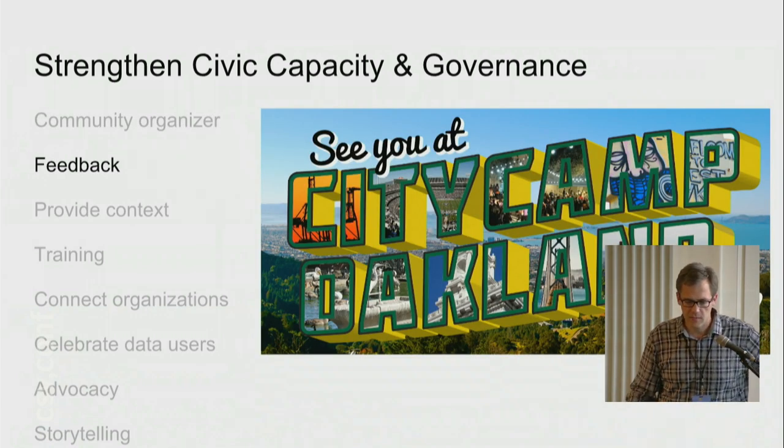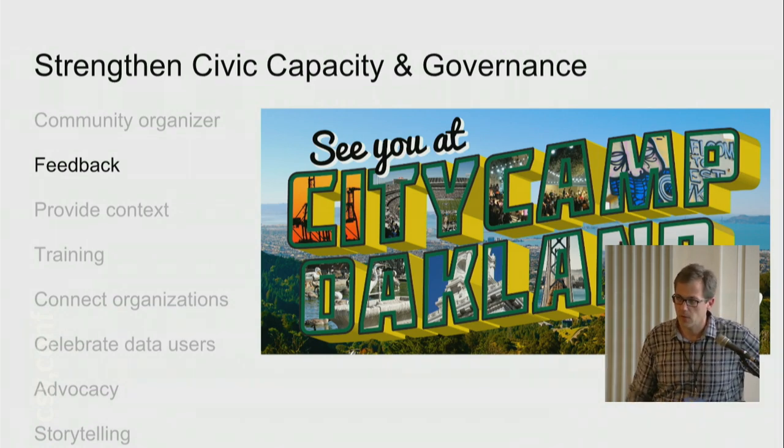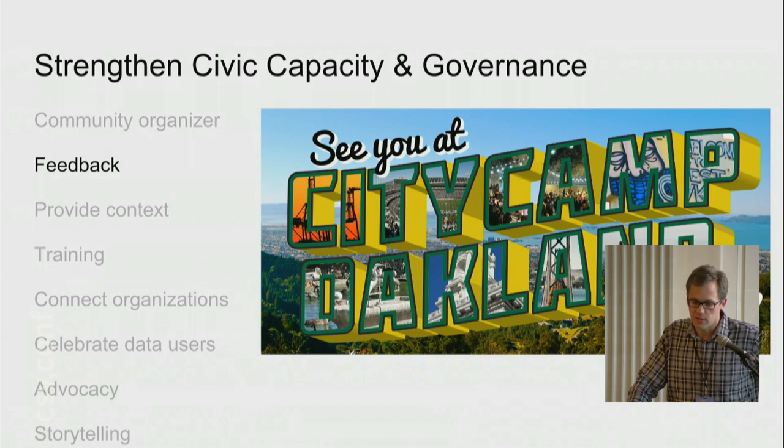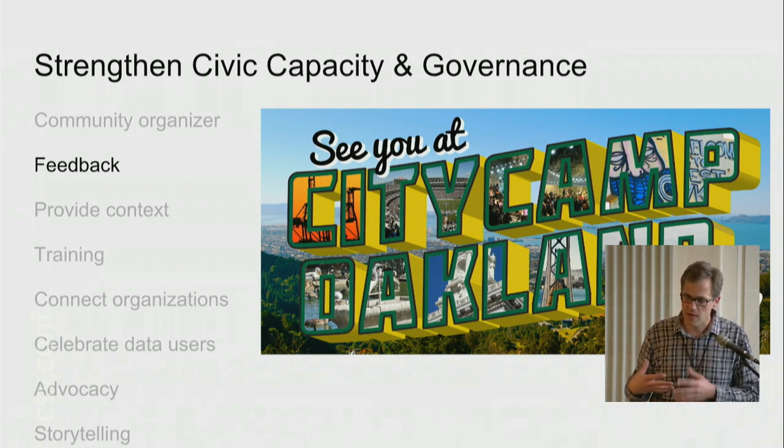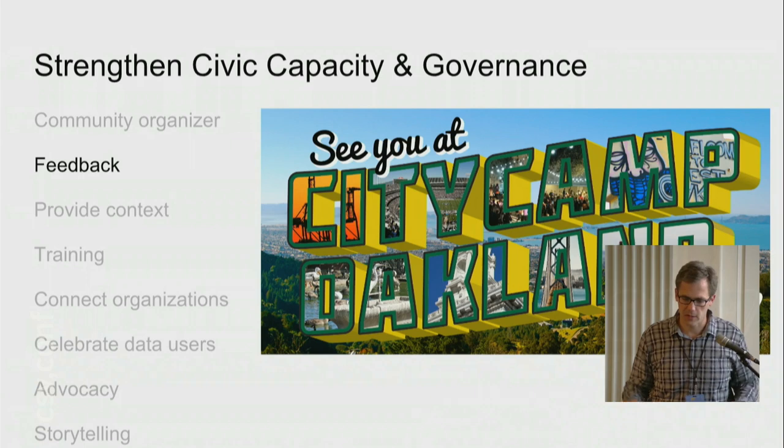Another way of getting feedback is really by setting up events like City Camp in Oakland through Open Oakland and a lot of other folks out there. They've been doing this for a number of years. Every year they have an event at City Hall where they bring together people from the community and people from government and get them all together and start to talk about their jobs and kind of like job shadowing, where that feedback can happen in that one-on-one personal interaction, like what a city camp can do.